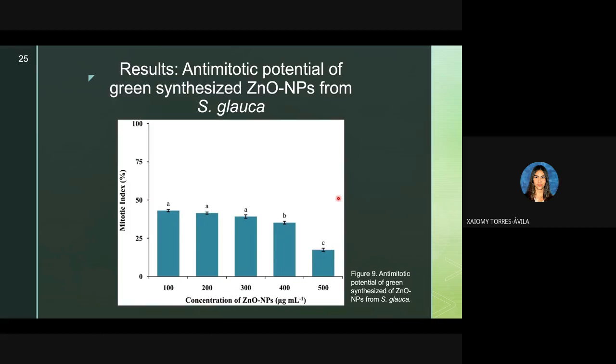Moving on, we have the antimitotic potential of green synthesized zinc oxide nanoparticles from S. glauca. The mitotic index went from 43.06% at 100 micrograms per reciprocal milliliter of zinc oxide nanoparticles, all the way down to 17.46% at 500 micrograms per reciprocal milliliter. Therefore, we can say that the greater the amount of zinc oxide nanoparticles, the greater the antimitotic activity. There is not a significant difference between the first 3 bars, and I should again note that the values mentioned are the mean of 3 replicates.